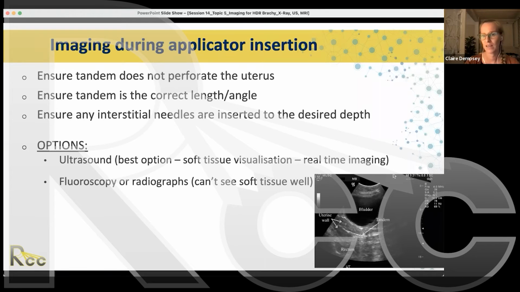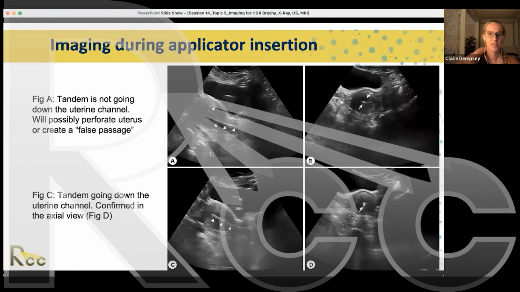So again, in this ultrasound image, you can clearly see the bladder. This bright line here is the tandem as it's being inserted into the uterus, and you can see the uterine wall and a little bit of the rectum down the bottom as well. So it's a really nice image of our patient and our applicator. So just a couple of examples here of how an ultrasound can be super helpful during the insertion.